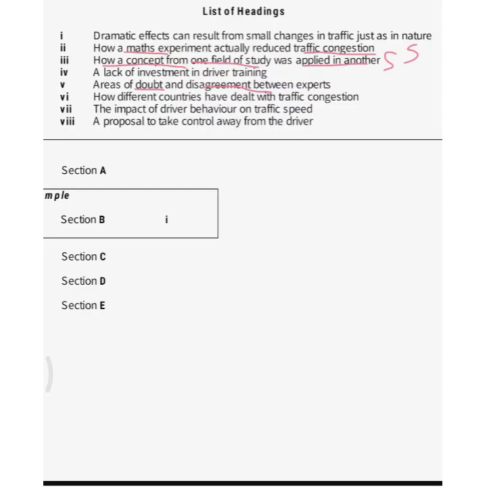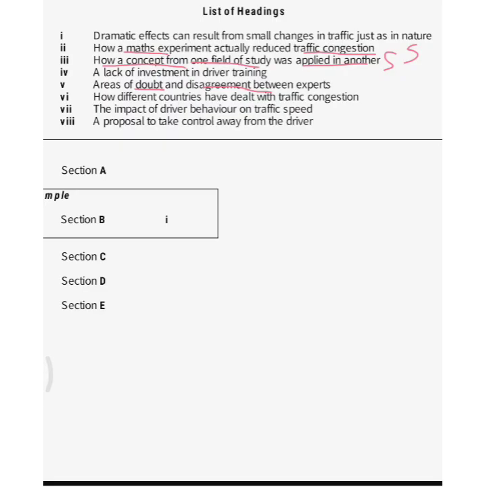The impact of driver behavior. No, that was not at all talked about. A proposal to take control. No, this was also not talked about. So we are just left with two options, that is second and third. Now we need to settle between the two. How a maths experiment actually reduced traffic congestion.